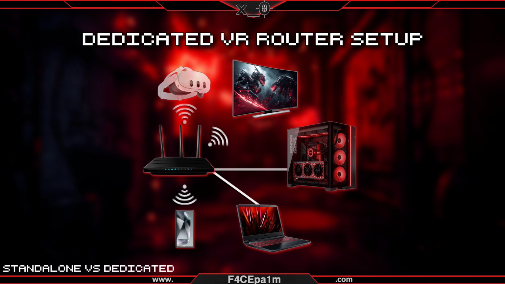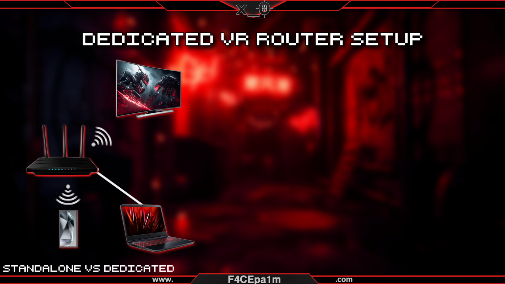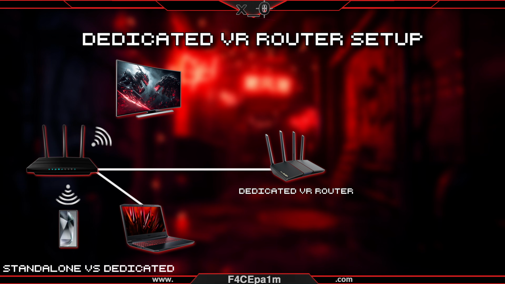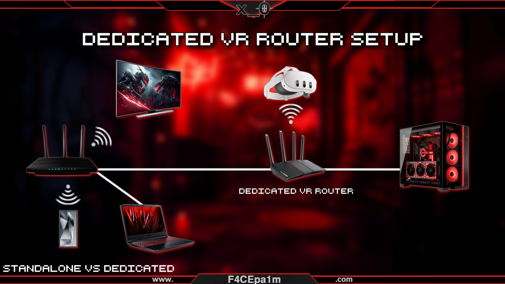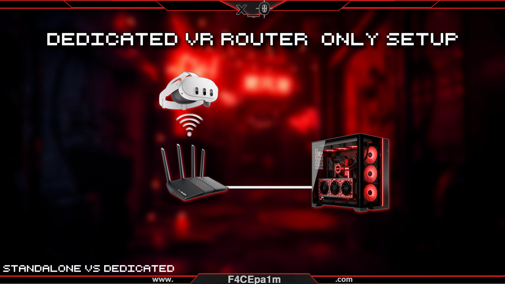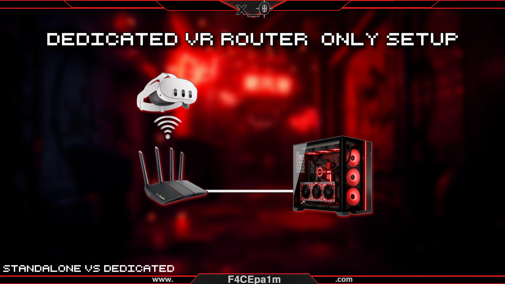A dedicated VR router setup is where you have a main home router that provides internet to all the devices in your home, including your VR headset, plus a dedicated VR router that streams games wirelessly from your PC to your VR headset. This is the best setup, though I'll cover all setups in this course. And a dedicated VR router only setup is when you don't have or don't want to use a main home router at all, and it's just you, your PC, your dedicated VR router, and your VR headset. You can still get internet access on your headset this way, and I'll show you how to do that later.